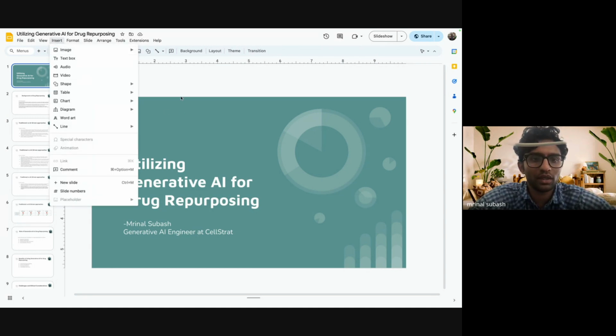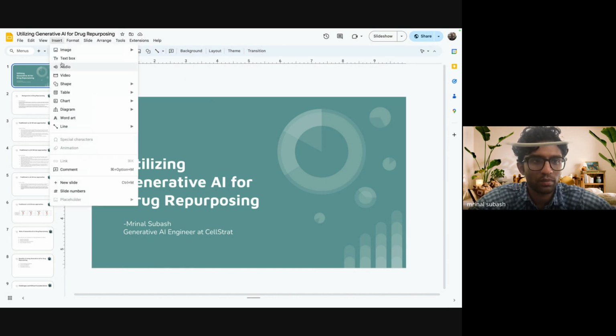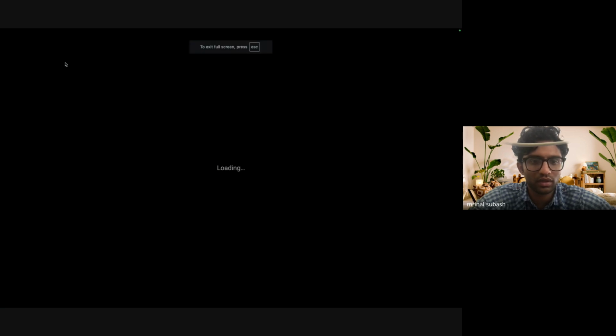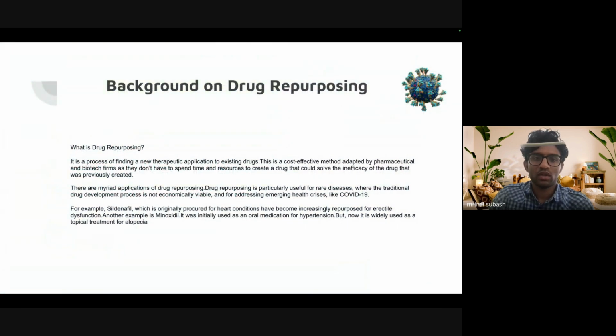So today is going to be a discussion on this topic called utilizing generative AI for drug repurposing. So we will dive deep into how generative AI can help in accelerating a concept called drug repurposing. So a bit of background on drug repurposing. So one may ask, what is drug repurposing?